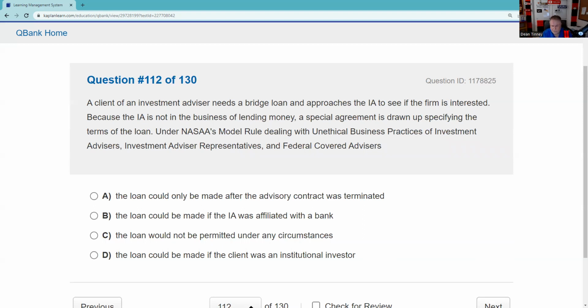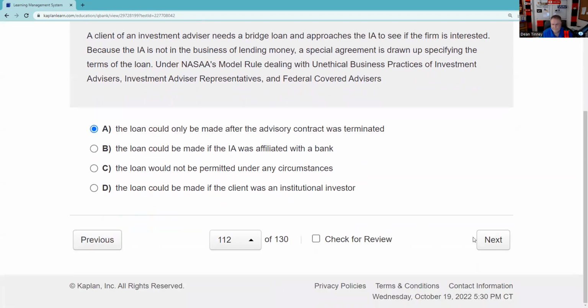Under NASAA's model rule dealing with unethical business practices, we said that model rule is very, very testable. The loan could only be made after the investment advisory contract was terminated. That would eliminate the conflict of interest, right? So the investment advisory firm says to Johnny Depp, we know you're unhappy. You have at the present time no money for us to manage anyways. So let's terminate that relationship and we'll front you based on the next set of movies you're making.